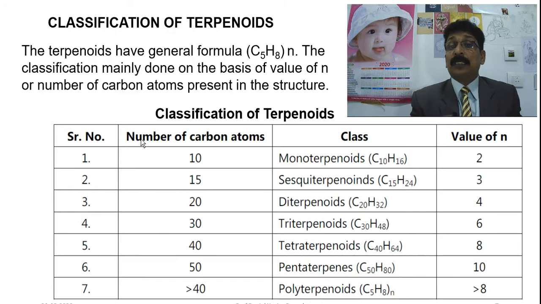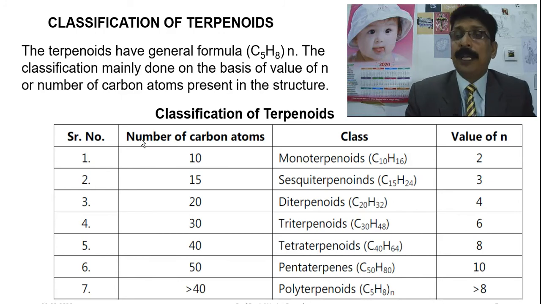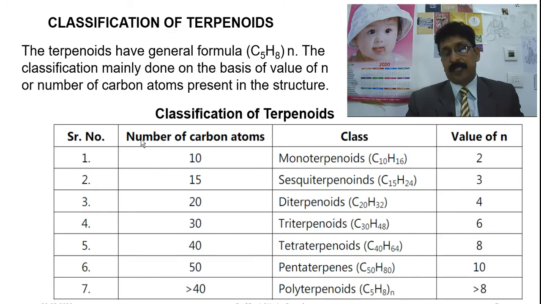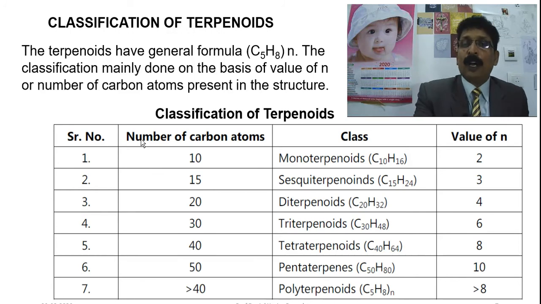So we come across triterpenoids, where 6 units of isoprene will be there. And 10 units of isoprene and 50 carbon atoms are called pentaterpenes. And when it is above 40, they can be called polyterpenes. So pentaterpenes are also tetraterpenes. Also we can say polyterpenes even above 8 units itself are polyterpenoids. So in polyterpenoids, multiple terpenoid groups will be there.